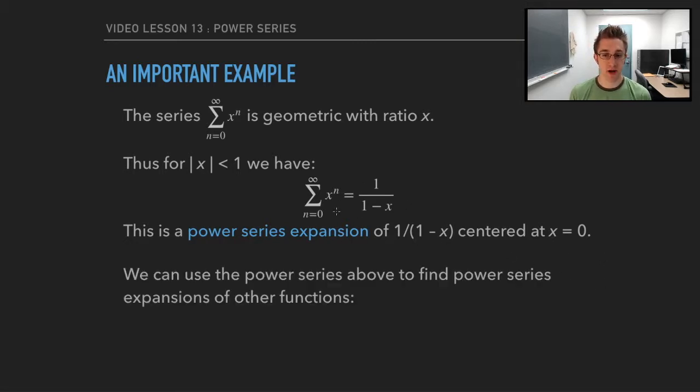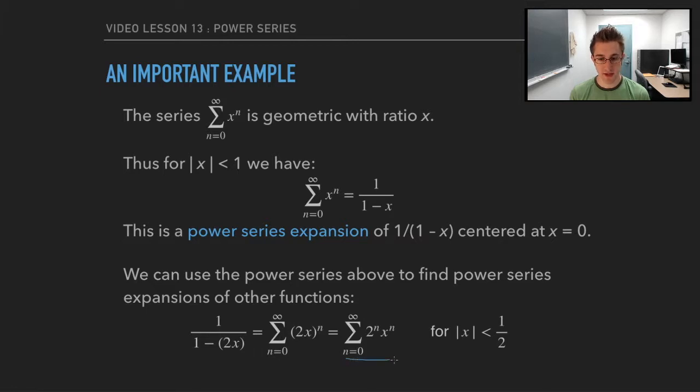So once we have a power series for one function, we can take this power series and use it to find power series for other functions. For example, if I replace x here by 2x, I get this. So in this expression, I've replaced x by 2x. I get 1 over 1 minus 2x is equal to this series. So I found a power series expansion for 1 over 1 minus 2x.